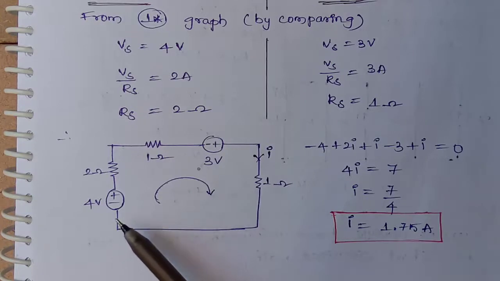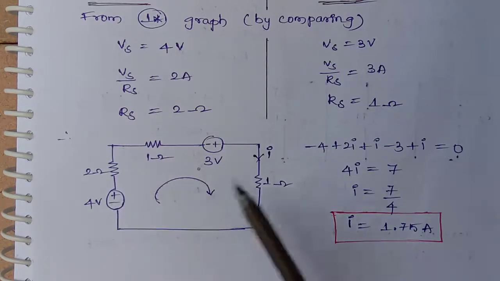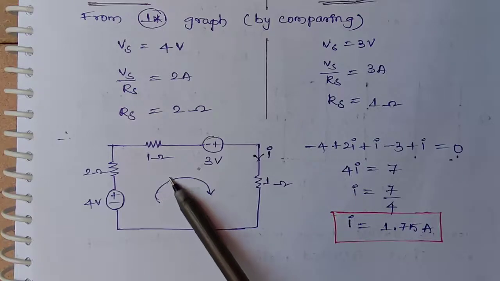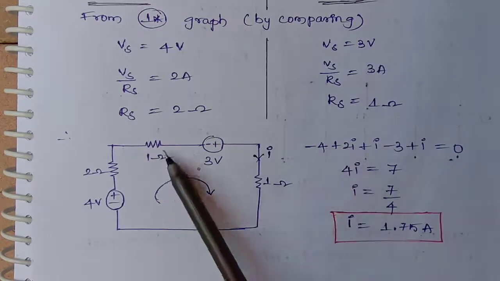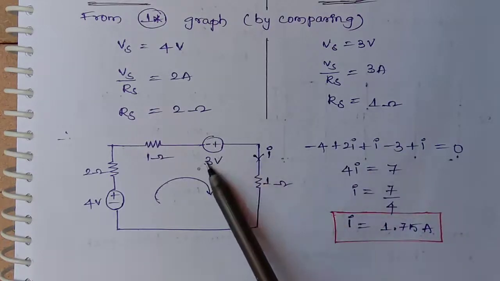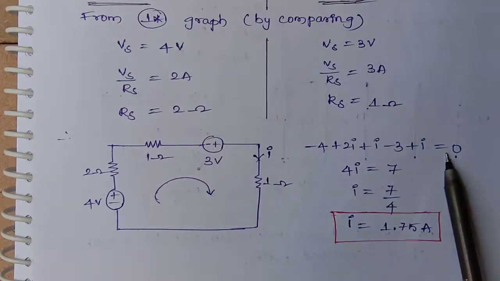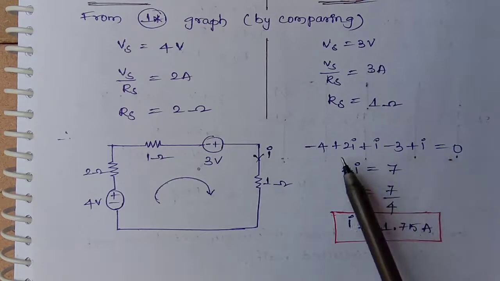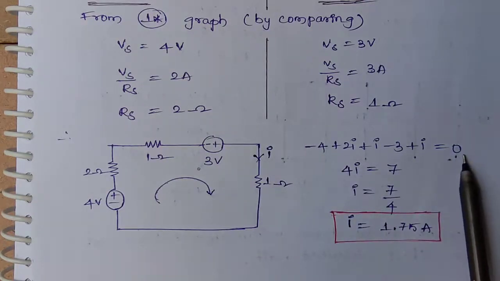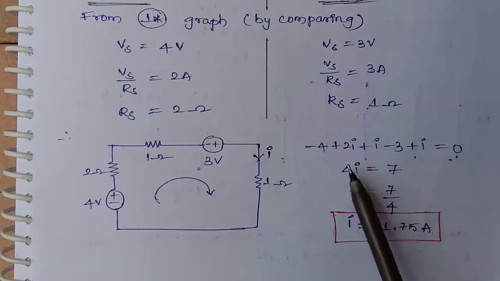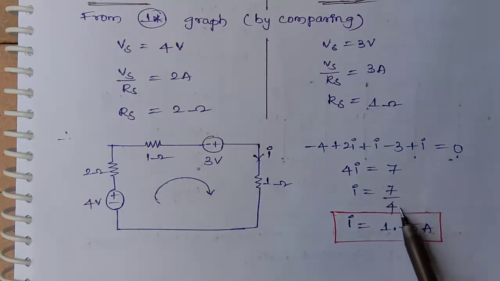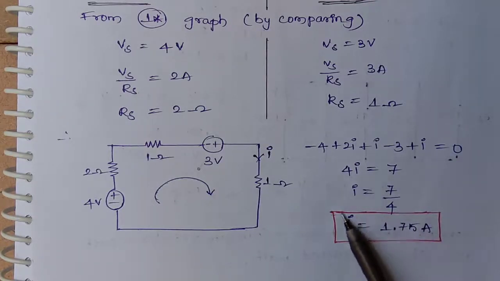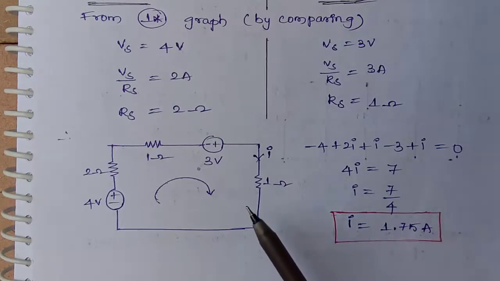Okay, so by applying KVL in this clockwise direction we will get -4 first, plus 2i, plus 1i, minus 3 volts, plus 1i, which is equal to 0. We will get 4i = 7. So i will become 7 by 4, which is nothing but 1.75 amperes. This is the current which is flowing through this circuit.